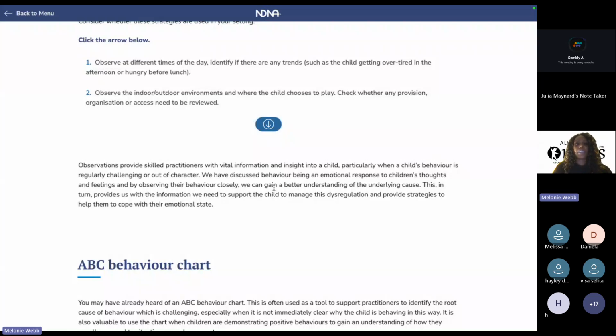Observations provide skilled practitioners with vital information and insight into a child, particularly when a child's behaviour is regularly challenging or out of character. We've discussed behaviour being an emotional response to children's thoughts and feelings, and by observing their behaviour closely, we can gain a better understanding of the underlying cause. This in turn provides us with the information we need to support the child to manage the dysregulation and provide strategies to help them cope with their emotional state.